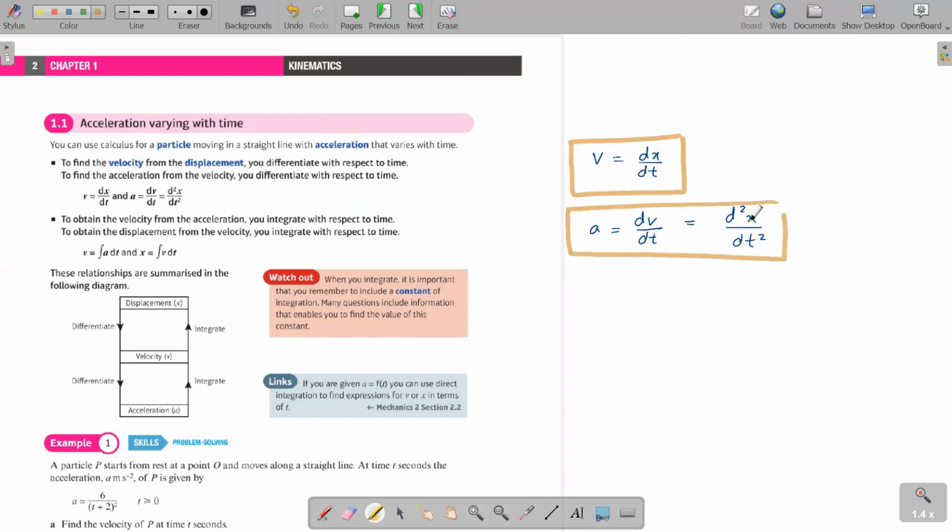Velocity is dx by dt. Acceleration is dv by dt. So you need to note these things down. These are really important. Okay, velocity is dx by dt. Acceleration is dv by dt. That is when you are working with respect to time. In section 1.1 in this book, we are working with respect to time.